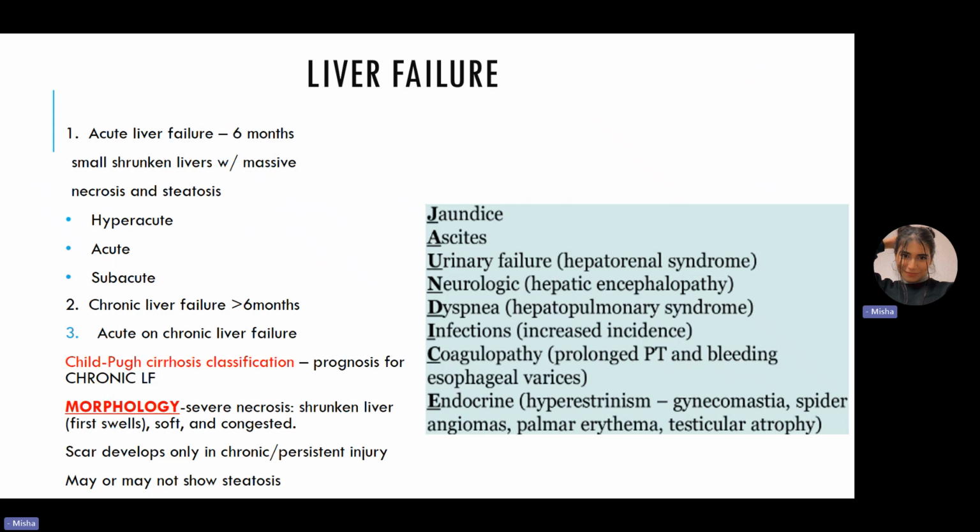It becomes soft, congested, but do remember that a scar would only develop in the case that there is chronic or persistent injury. So in the case of acute, you wouldn't see scar. In the case of acute, you would see necrosis. And then we may or may not have steatosis. Prognosis in this case is normally poor. 80% mortality is seen. However, these patients can survive if we give them, for example, transplantation.